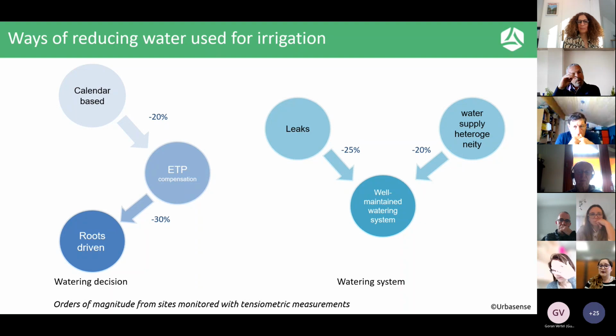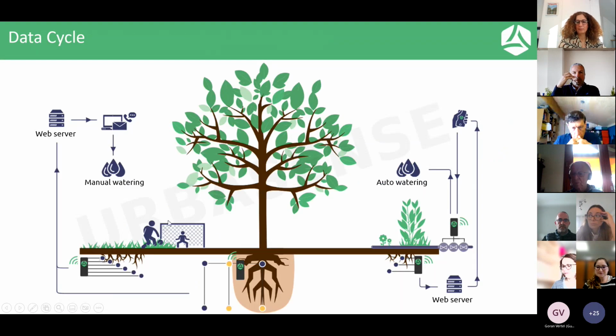And you can have a well-maintained watering system with no leaks and no heterogeneity. So it's another part of the watering decision that will help the people watering to use less water, because you all know that you have less and less water available. You will have to take care of this water resource. And so every action we can take to use less water is good, and we have to work on it. Next, please.